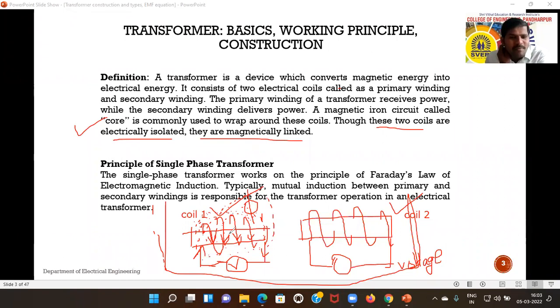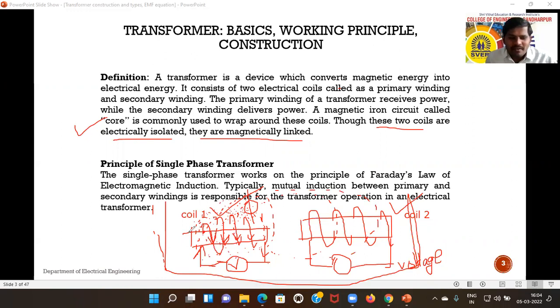Okay, now see, this produced flux. If this flux is produced, do you know that the flux lines pass through anywhere? So like that, this produced flux will link to the secondary coil also, right? The flux produced in the first coil also links to the second coil.